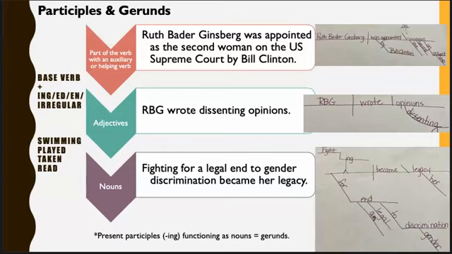For example, Ruth Bader Ginsburg was appointed as the second woman on the U.S. Supreme Court by Bill Clinton. Appointed is the past participle of the verb. Here we're using it as part of the verb to construct passive voice, if you remember back to our discussion about verbs and their qualities.